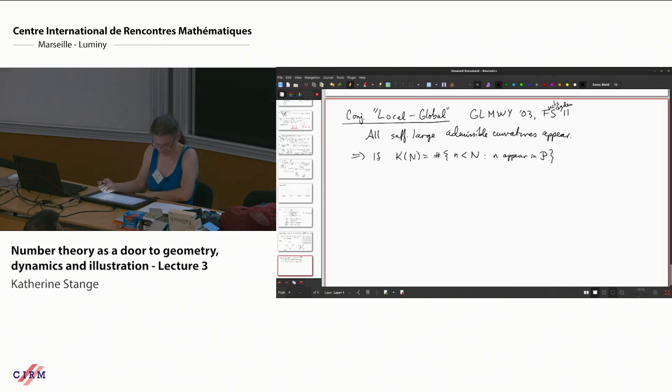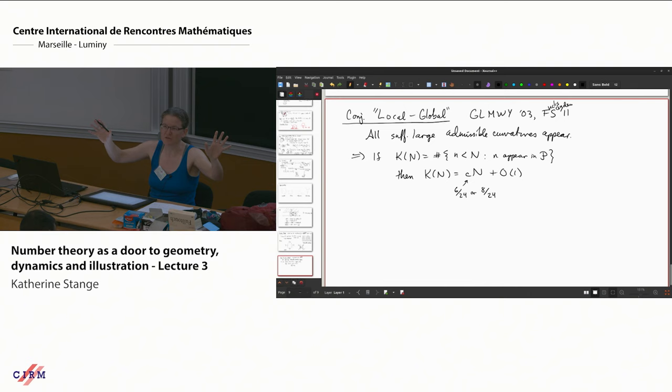And if this local-global conjecture is true, then this should be some constant times n, where this is just the number of admissible curvatures. So we saw that there were either 8 or 6. So you know you have to take out 18 24ths of the integers off the bat. But of what's left, you should get basically everything, plus O of 1 for some finite correction. Okay. So that's what the local global conjecture says.